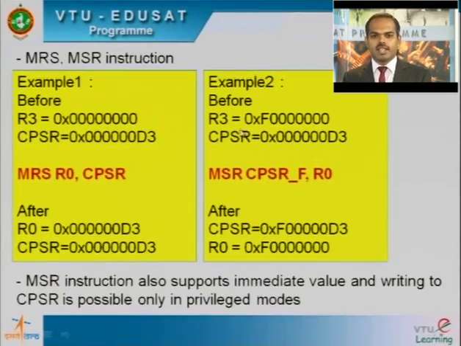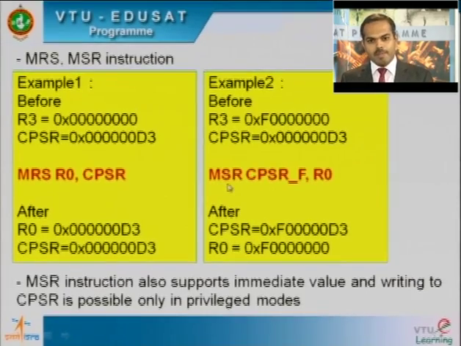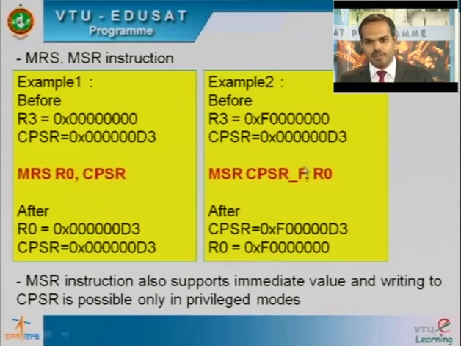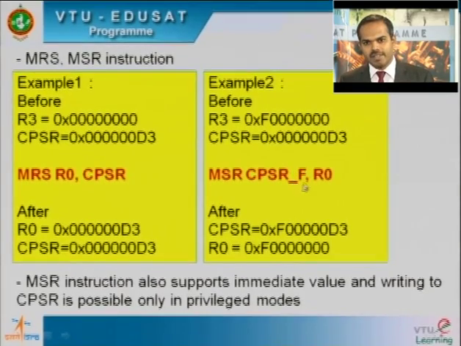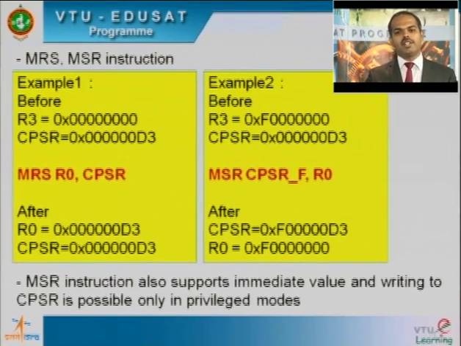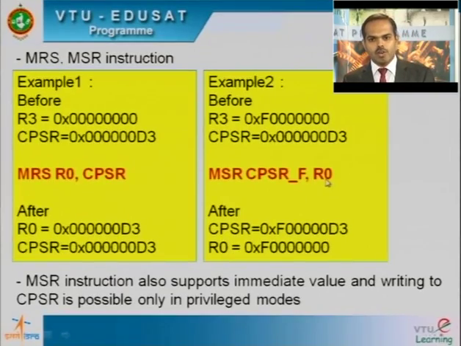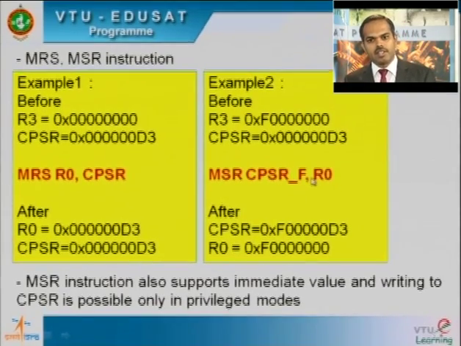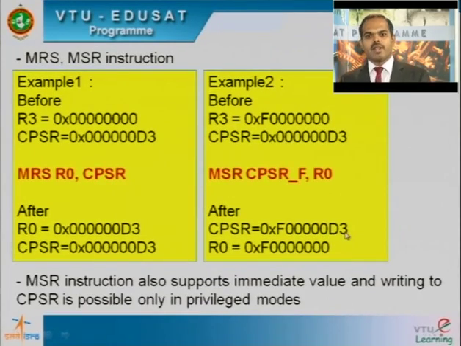Example 2: the R0 value is 0xF followed by 7 zeros. CPSR value is D3. In such a case, if we use the instruction MSR CPSR_F, R0, all of you know by this time that _F stands for flags, that is the higher byte in the 32-bit CPSR register. Now copy the content of R0 to this field, then the result will be CPSR equal to 0xF followed by 5 zeros and D3. The R0 value will remain as it is, but CPSR will update.